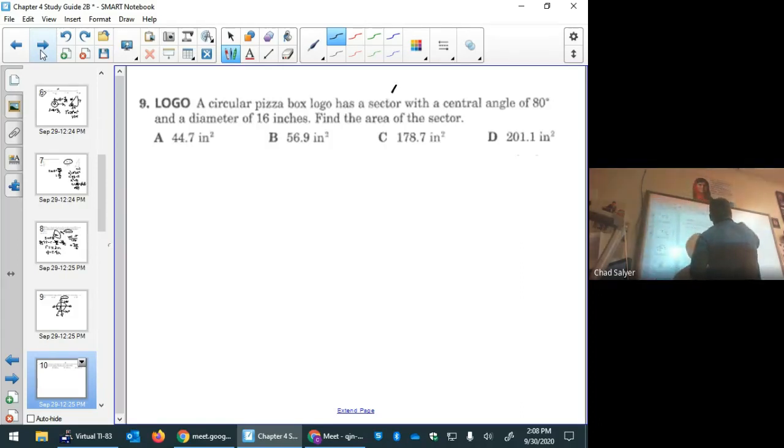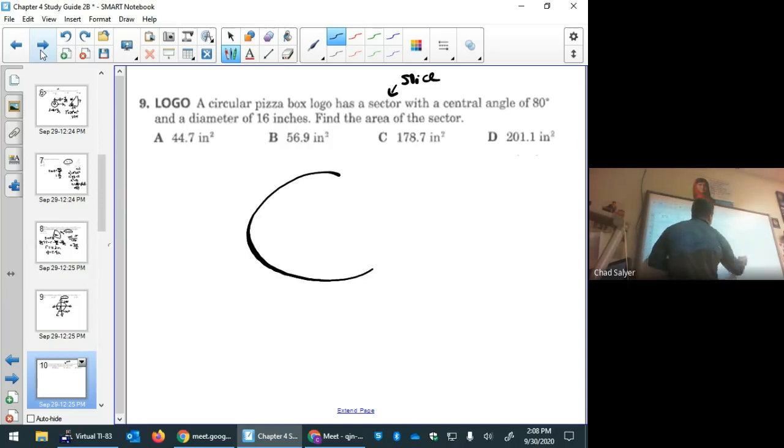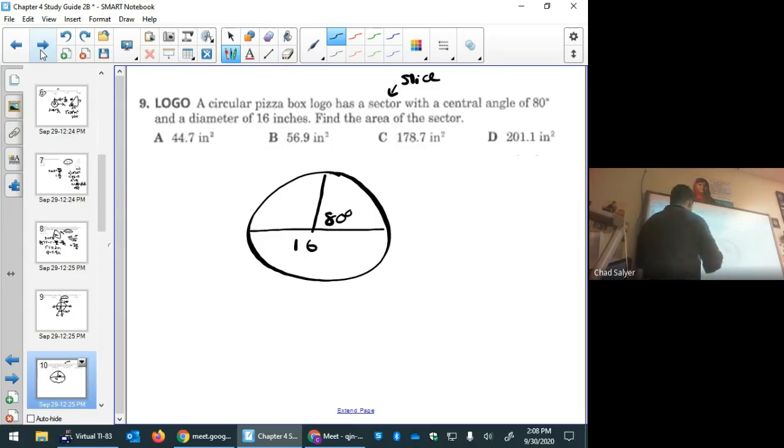Number 9, a circular pizza box logo has a sector. Remember, that's like a slice of pizza with a central angle of 80 degrees and a diameter of 16 inches. So the diameter is 16, and there's a sector with a central angle of 80 degrees. Find the area of the sector.